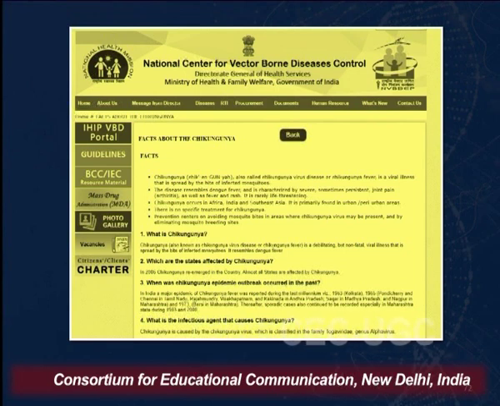Vector Borne Disease Control Institute. So, this is the agency which keeps a check of all these vector borne diseases which are spreading or which are being reported across India. So, this is the website. You can just log on to this website. The information about all the vector borne diseases is available.